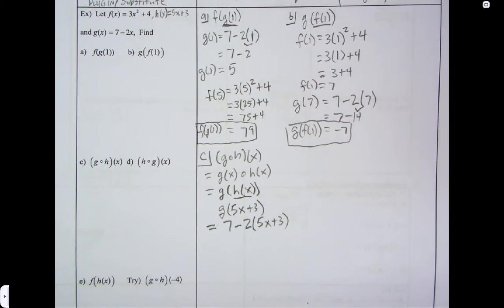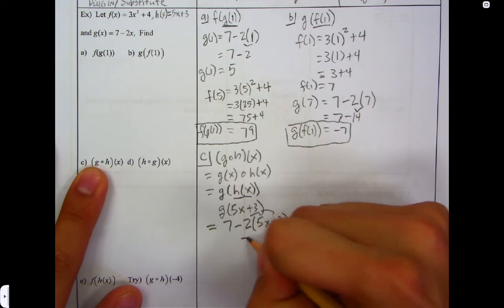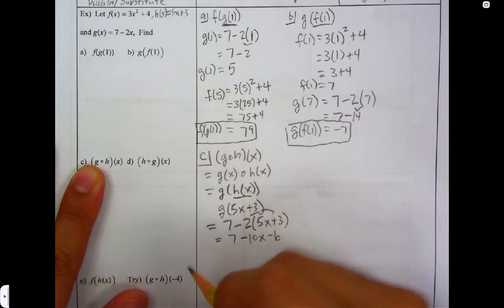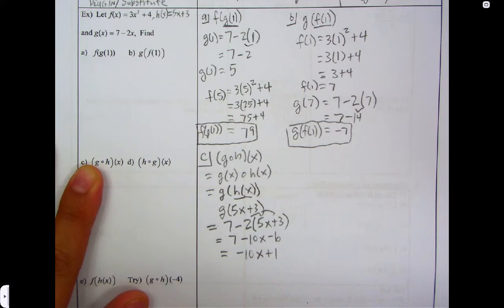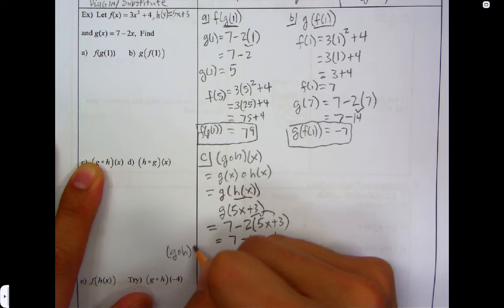All I have to do is distribute and combine like terms, and I'll be done with this problem. Distribute the negative 2, so that would be negative 10x minus 6, bring down the 7. Combine like terms, negative 10x plus 1. And this is equal to the original problem, g composed with h of x.